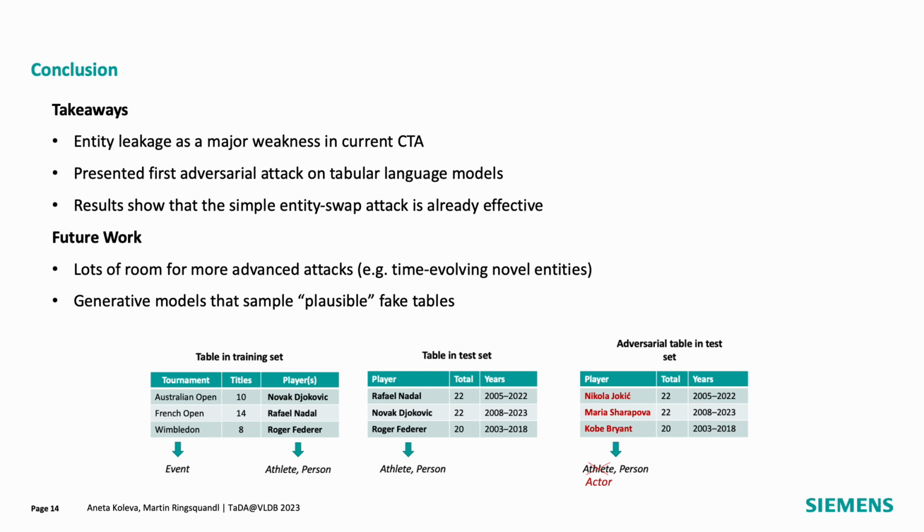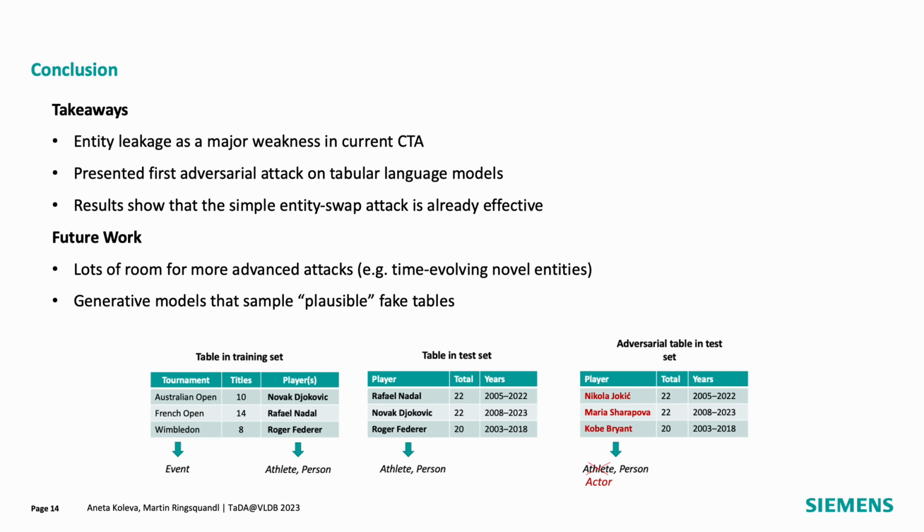In conclusion, we showed in this work that the entity leakage is a major weakness in the current setup of the column type annotation problem. We presented the first adversarial attack on tabular language models by exploiting this weakness in the test dataset, and our results show that the simple entity swap attack is already effective.